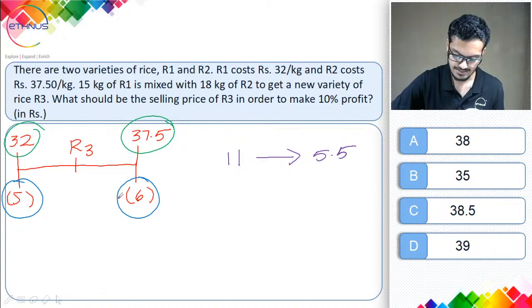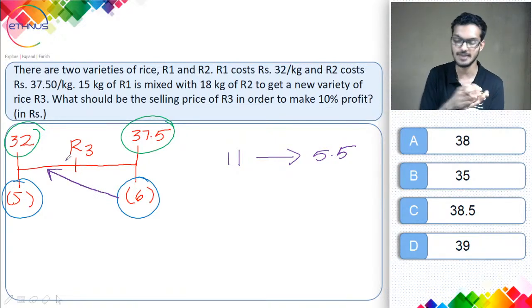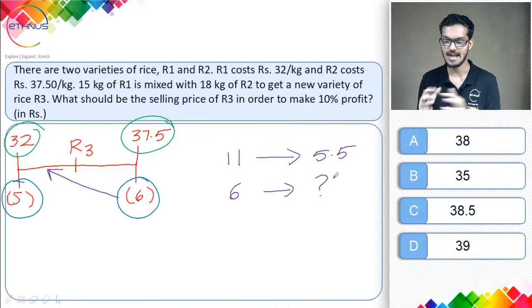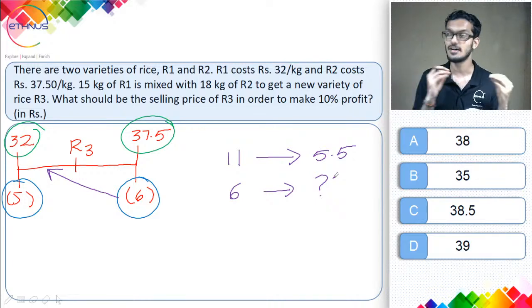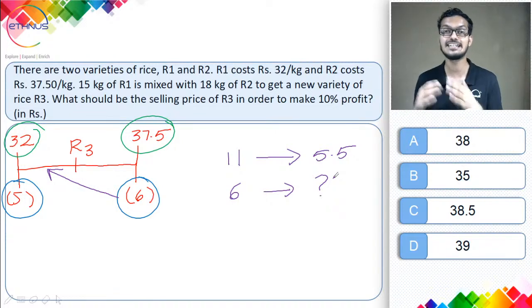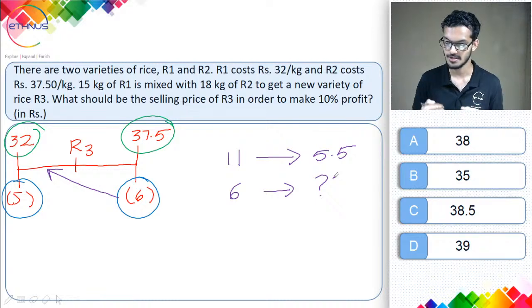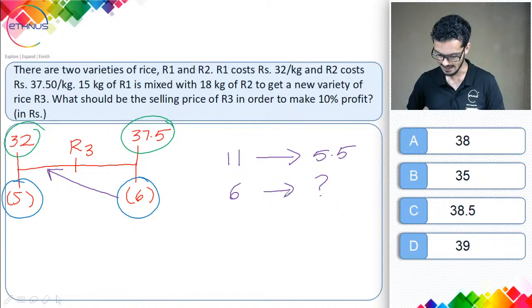So if 11 corresponds to 5.5, then what does 6 correspond to? That corresponds to the space between R3 and 32. So I'm going to write here, 6 will be how much? Cross multiply and tell me the answer. How did I get 11? Sum of 5 and 6. How did I get 5 and 6? Ratio of 15 and 18. It corresponds to 5.5. How did I get 5.5? Difference between 37.5 and 32. So 6 will correspond to how much? Cross multiply and let me know the answer in the live chat.